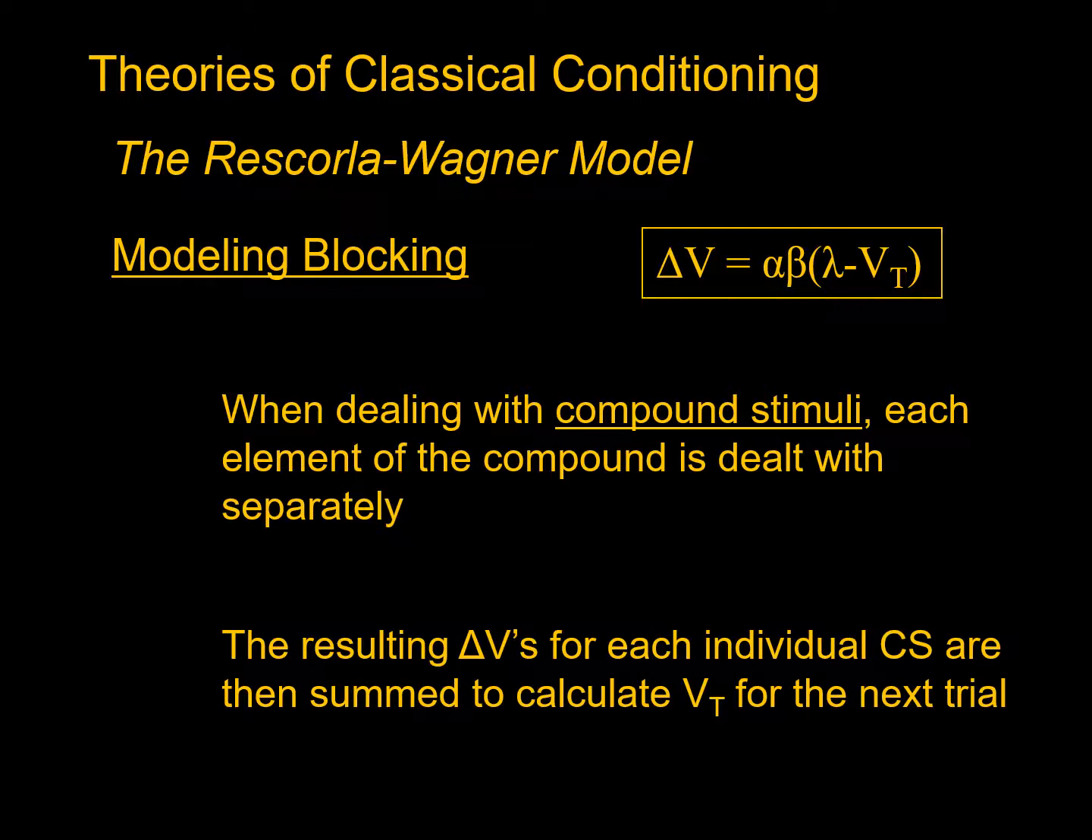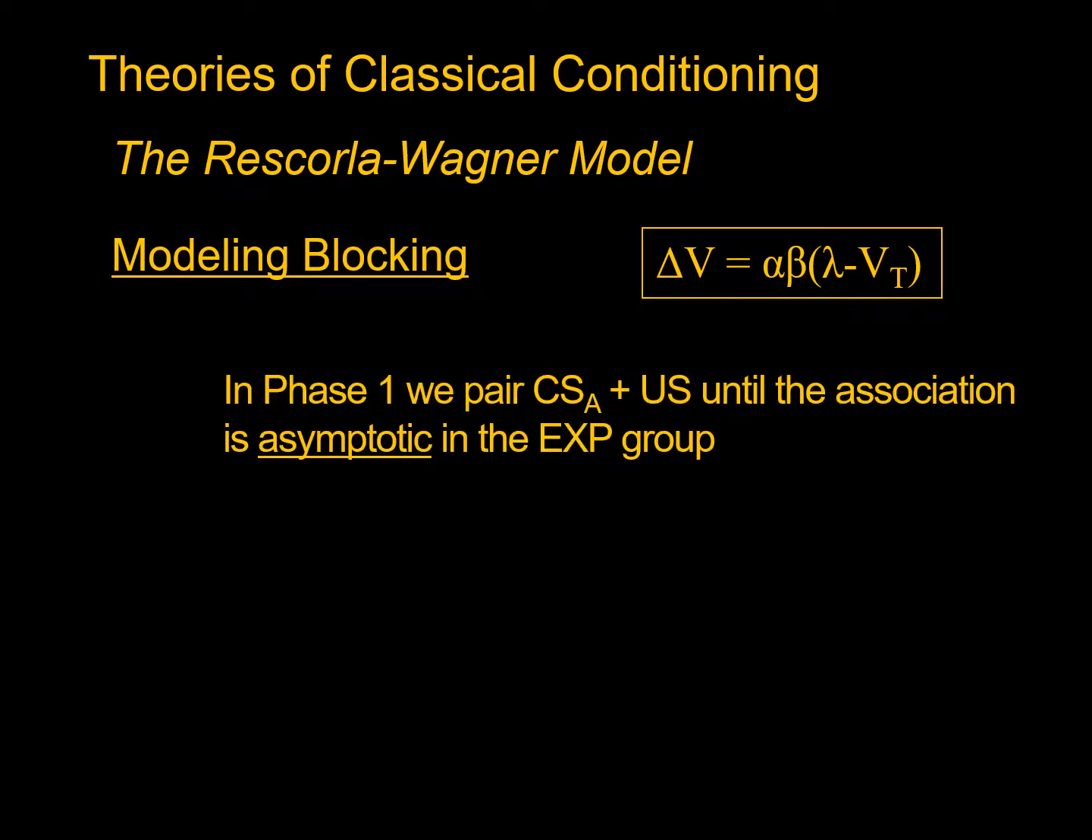So we're not going to bother doing any modeling for phase one. There's really no point. We can just assume that in our experimental group, we ran those phase one trials until that association hit asymptote. It was as strong as it was going to get. Now, as we talked about with regards to this model, there is that sort of Zeno's paradox element to it, that if we just kept calculating trial after trial after trial, we'd never actually get to the point where V sub t was exactly equal to lambda. It would just keep getting microscopically closer and closer.